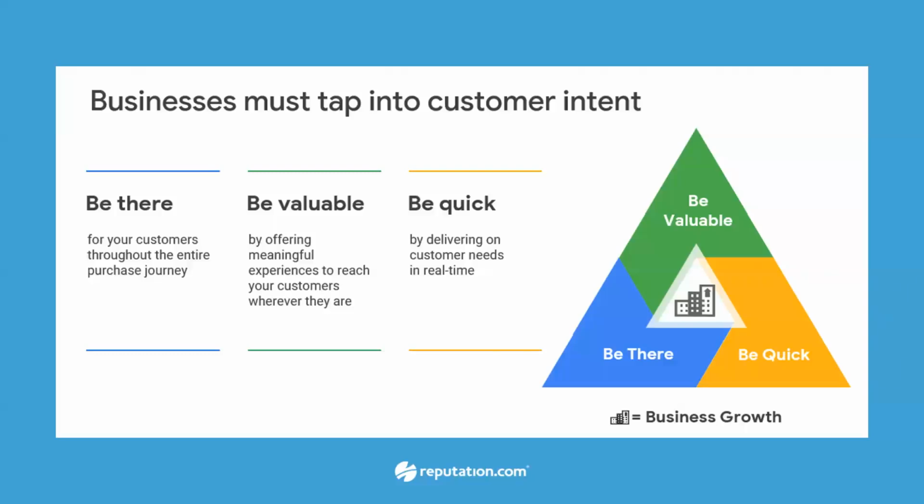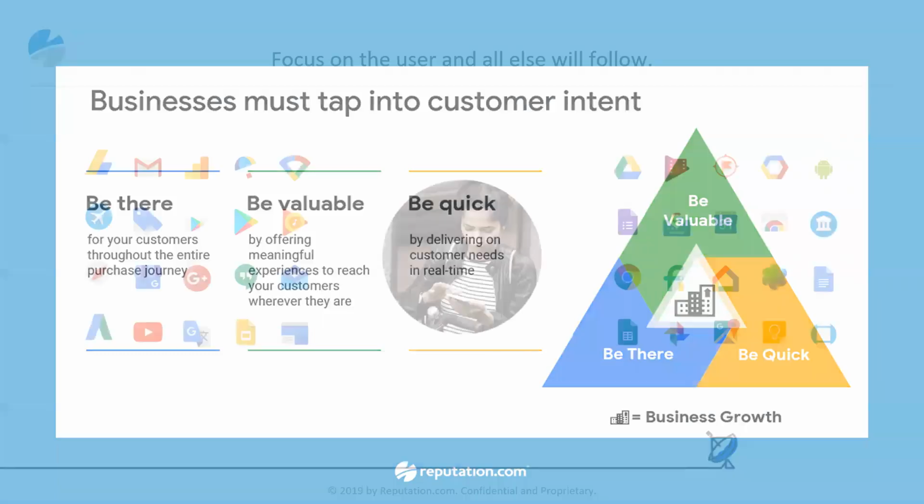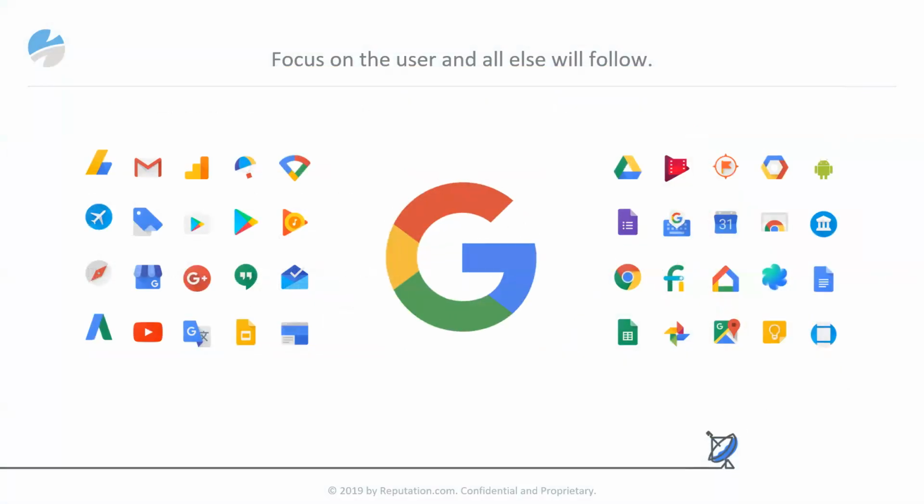So be there. Knowing that customers are impatient, be there for your customers throughout the entire purchase journey, from the very beginning where the intent is there, who's out there for this particular product or service. Let's get our GMBs, Google My Business pages, in ship shape at the beginning of the user journey. Be valuable by offering meaningful experiences to reach your customers wherever they are, and be quick. This is a great triangle, and it equates to business growth if you operate it in the right way. Focus on the user and all else will follow.